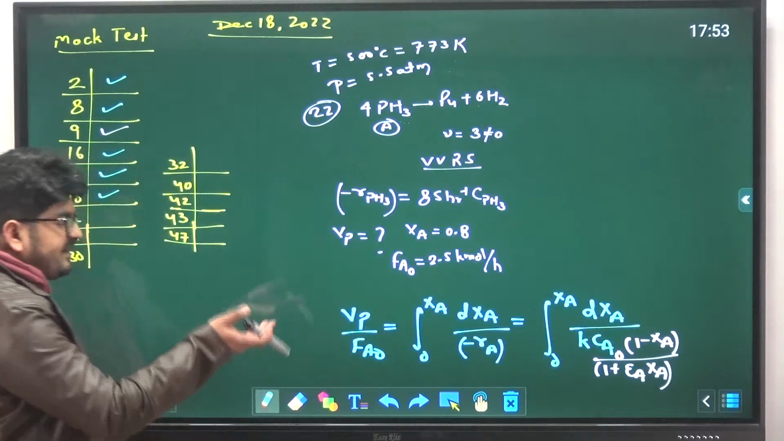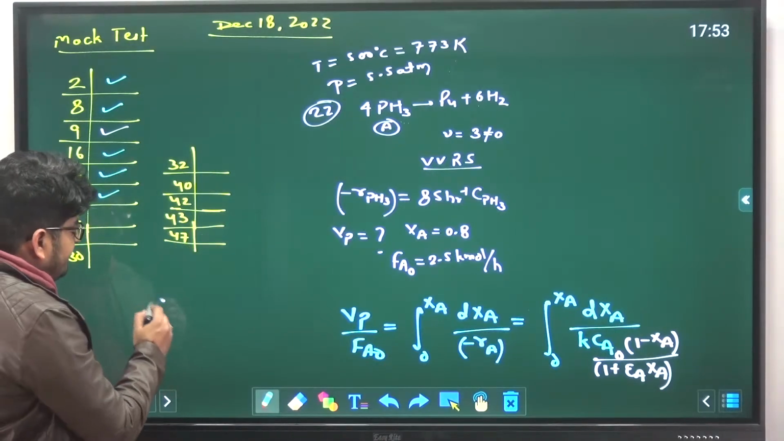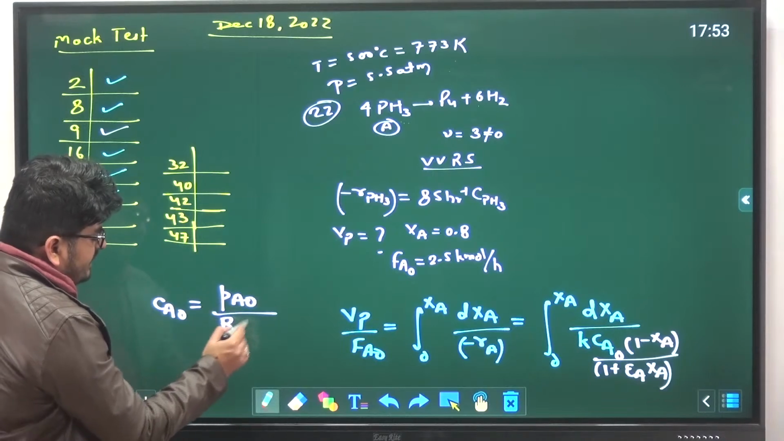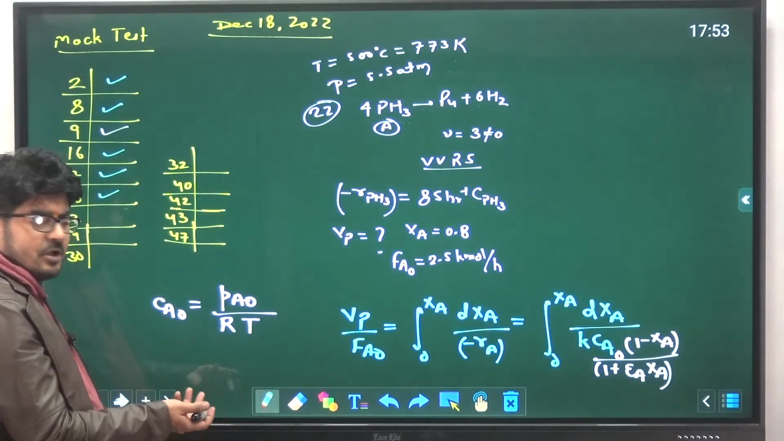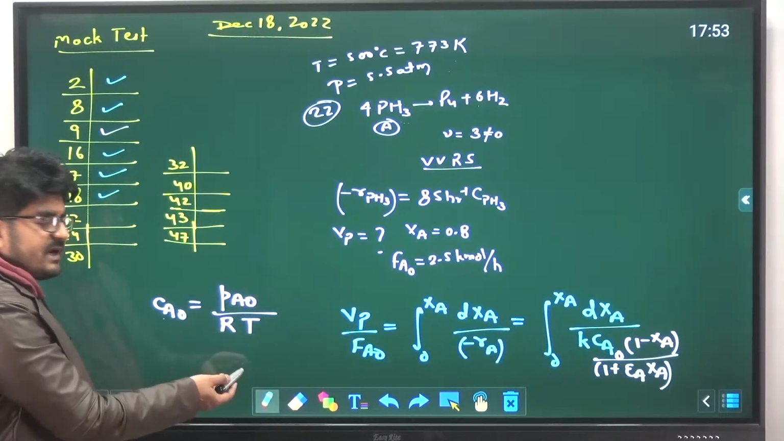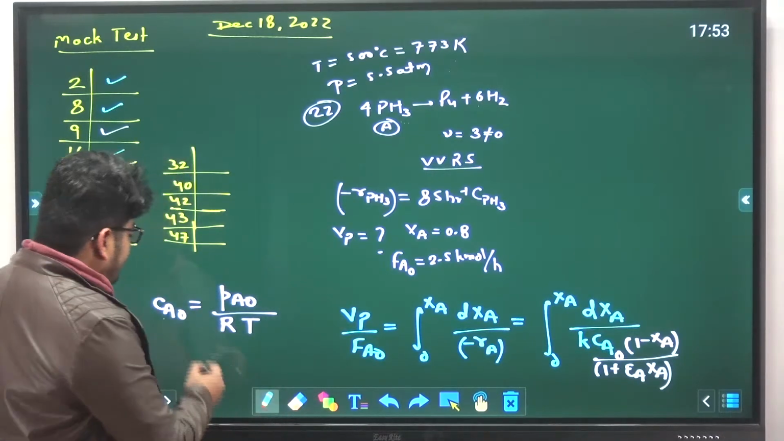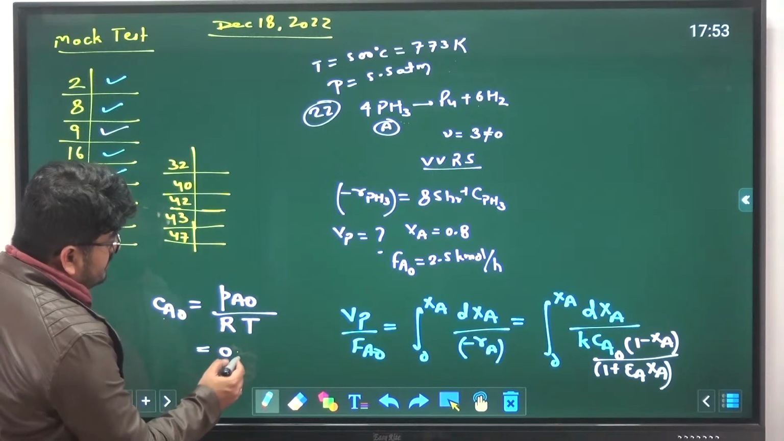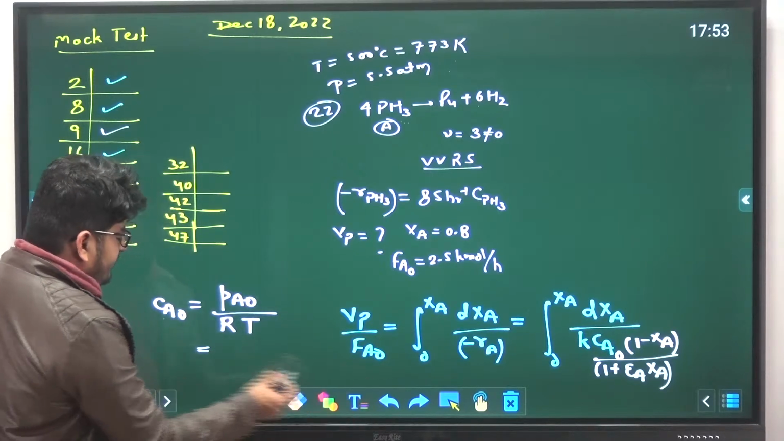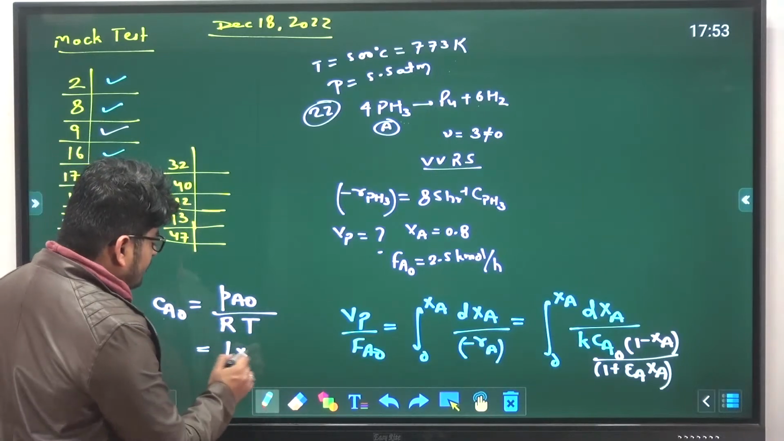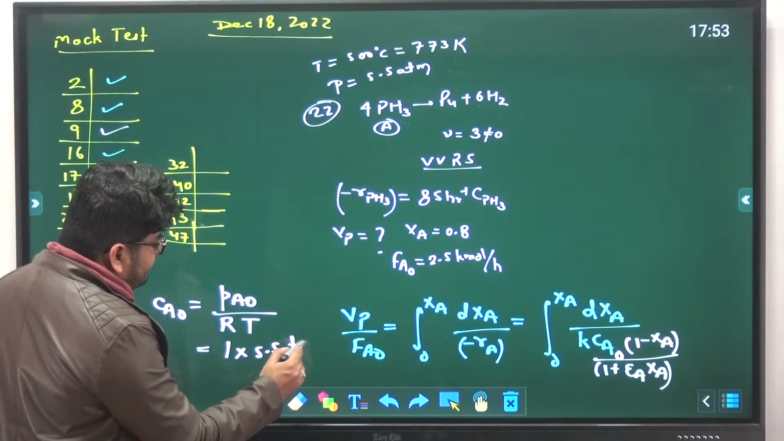CA0 you must have calculated in question 21. As for gas mixtures, you know that CA0 we can calculate by using ideal gas law. So CA0 will be PA0 over RT. PA0 means YA0 into total pressure. Here YA0, nothing is given, so we will consider the pure feed as they haven't mentioned anything regarding the feed. Total pressure is 5.5 atm.